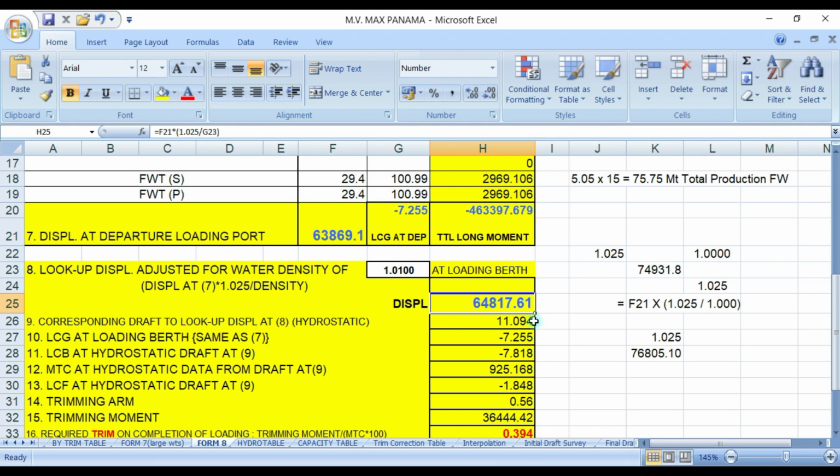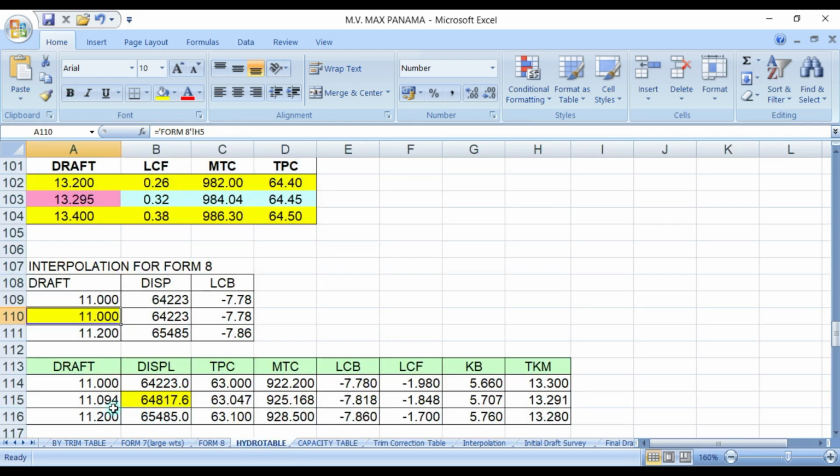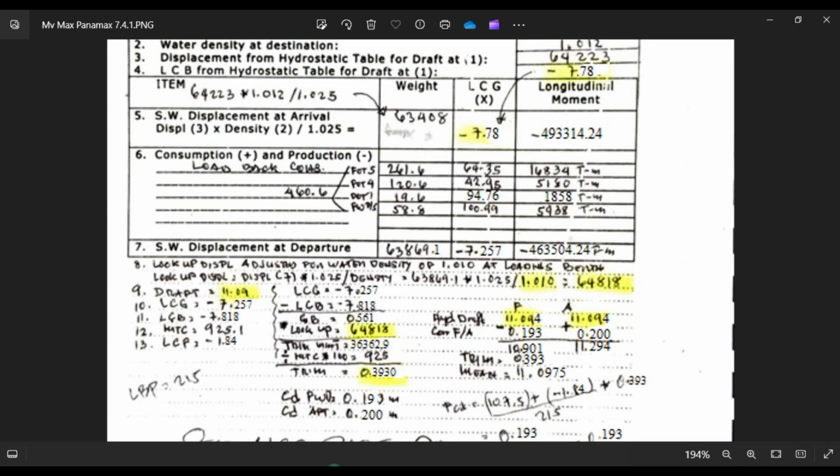So with this displacement, you will have the value of draft of 11.094. So with this, the LCG here, you still maintain this one. You put the LCG here, and your LCB will be negative 7.818, which is this one, at 11.094. Okay. And your MTC will be 925.1.